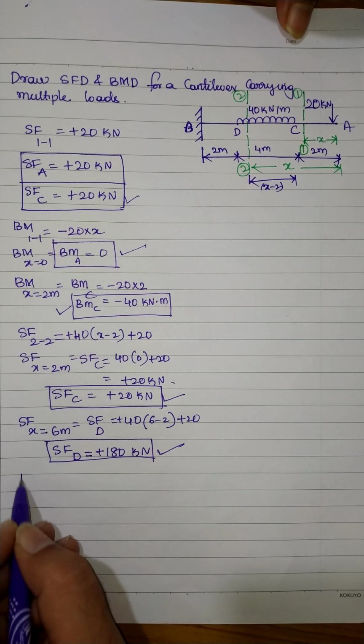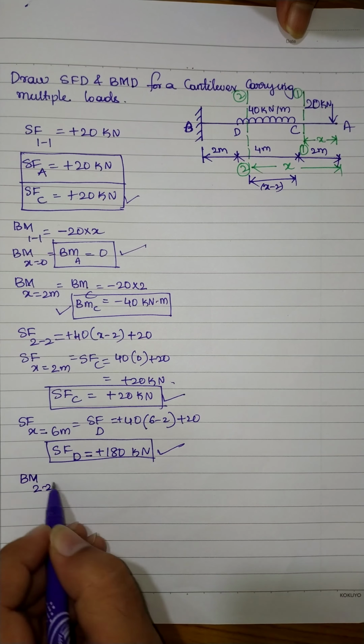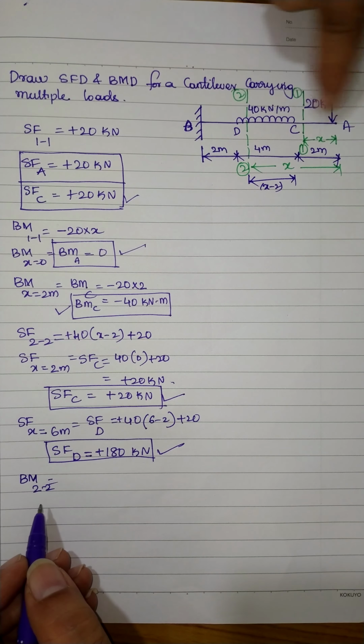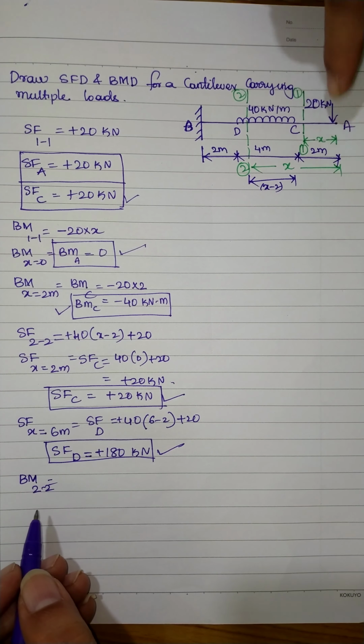Similarly, let us calculate bending moment at any section 2 and 2. Now bending moment at any section 2 and 2 will be equal to, so both the forces are acting downwards and they are pushing the beam in the downward direction.